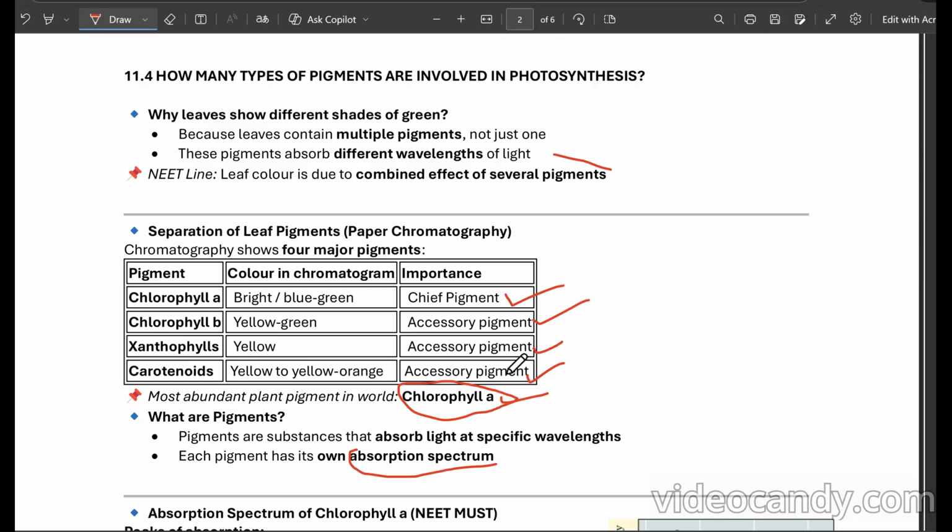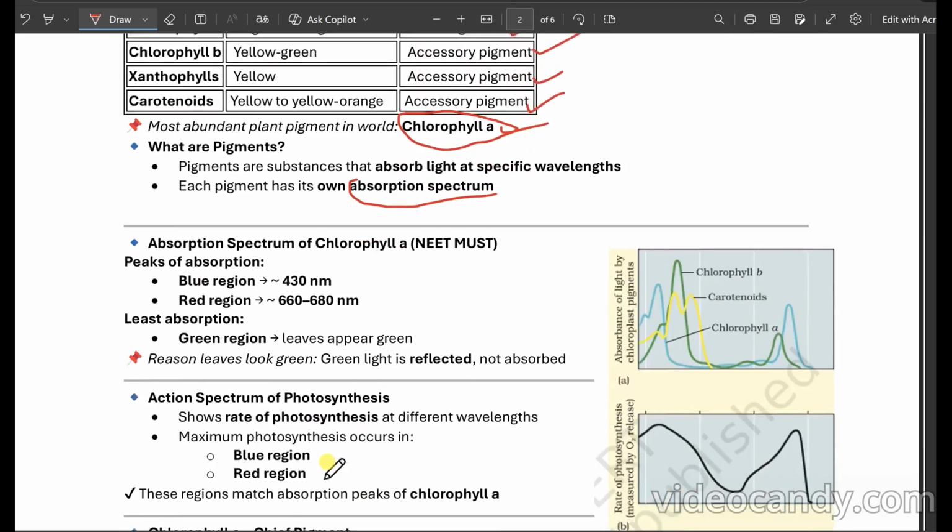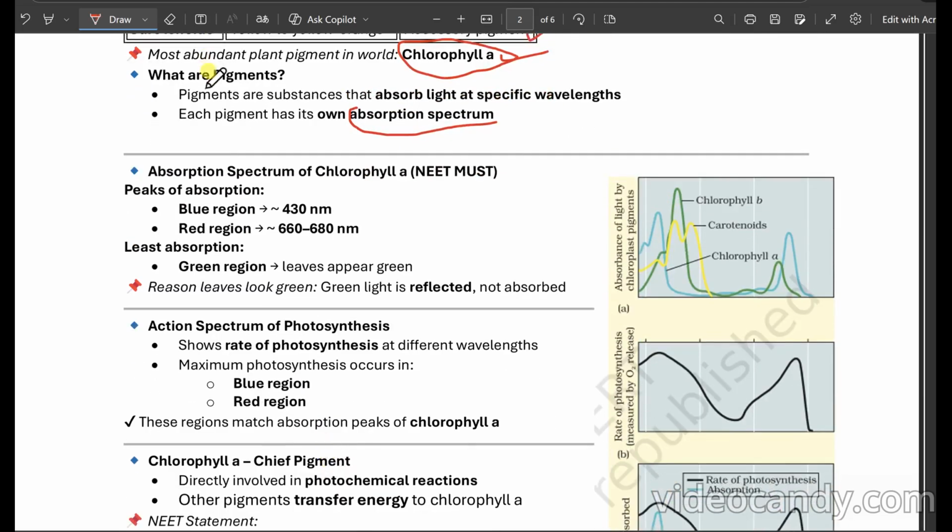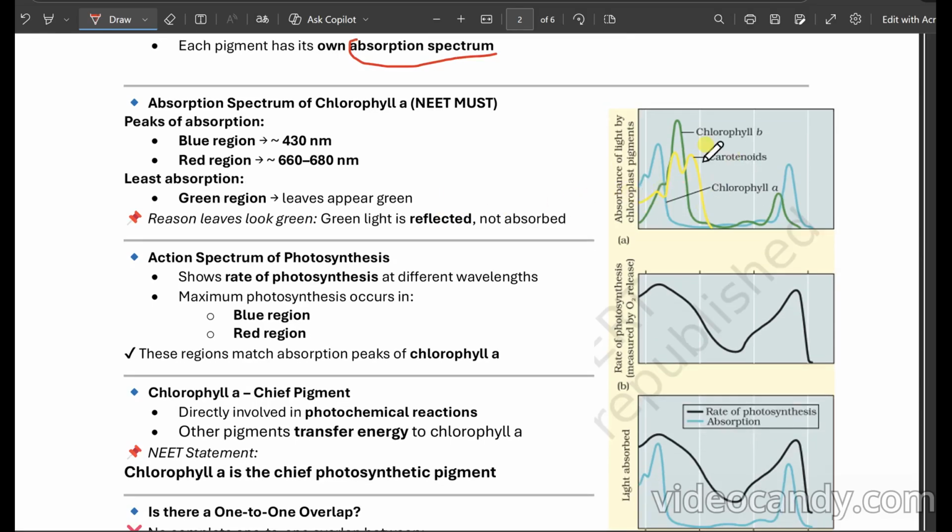How do we know whichever light? Wavelength के ऊपर मालूम होता है. So the absorption spectrum of chlorophyll A is very important. You can see the absorption spectrum here: chlorophyll A is in the blue color, chlorophyll B is in the green color, and carotenoids are in the yellow color. This is the figure taken from the NCERT textbook.